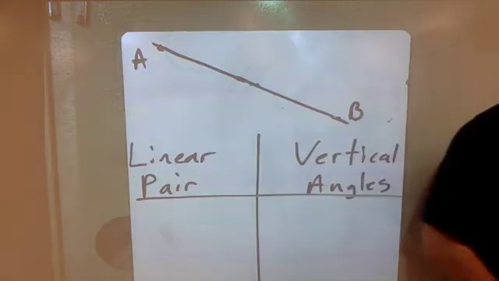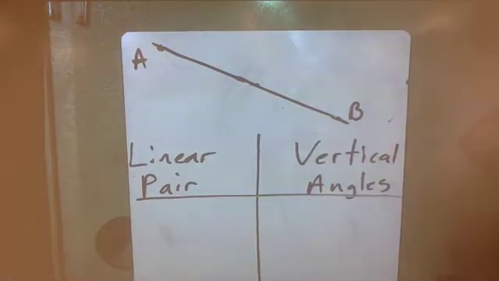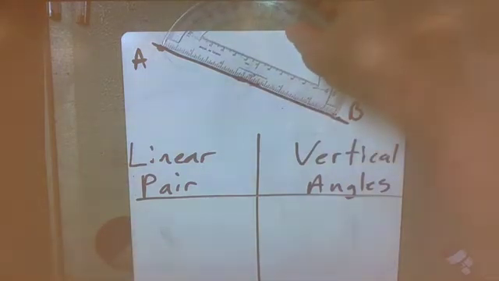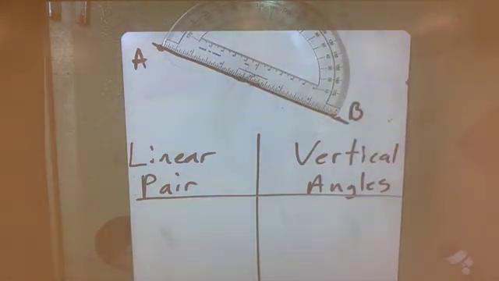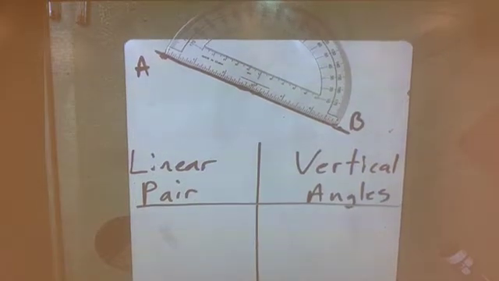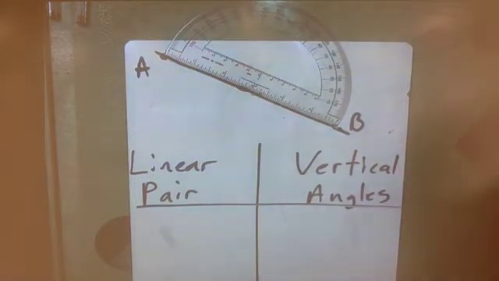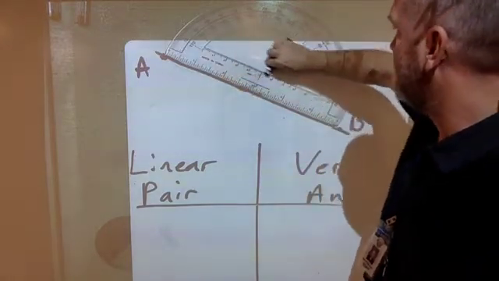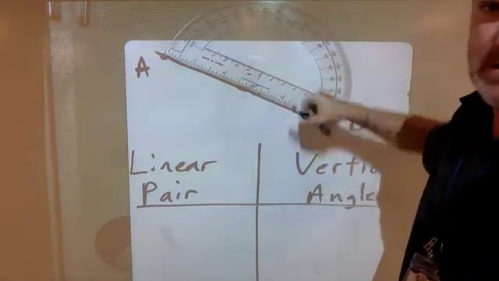So let's just start with a straight line from A to B. This straight line from A to B, if I put a protractor on there, which I just did, there's my protractor, people. That protractor tells me that there's 180 degrees in this straight line. From that point A all the way over to point B is 180 degrees.